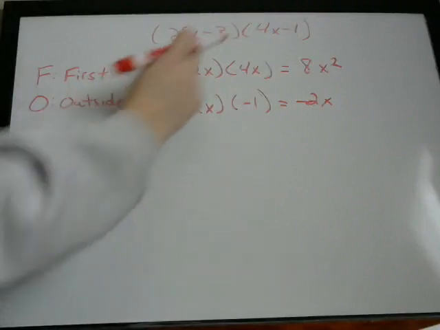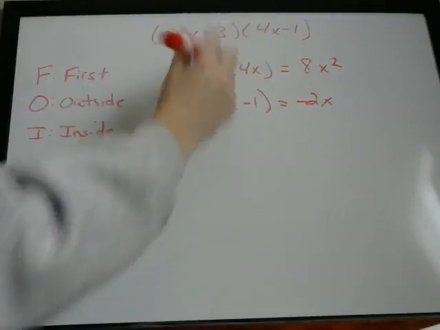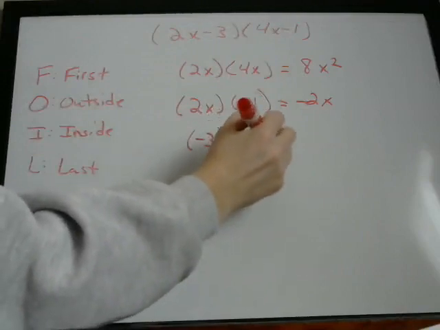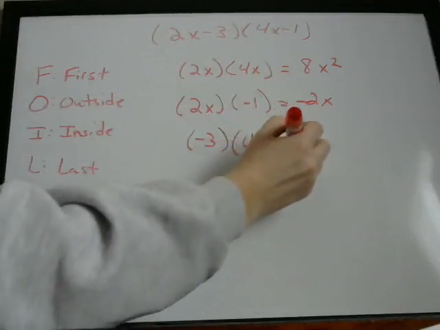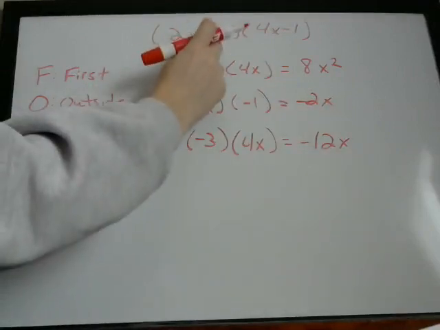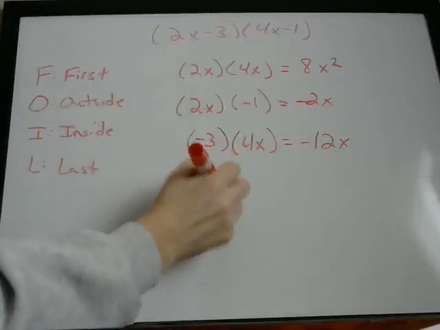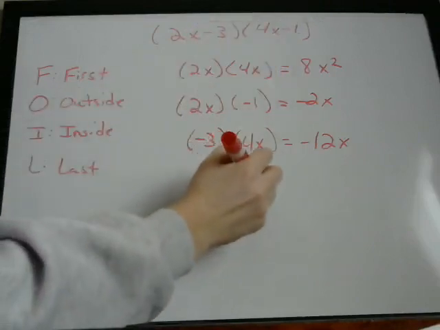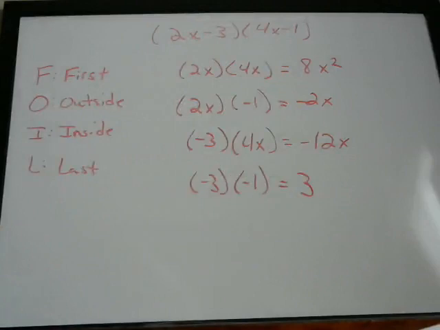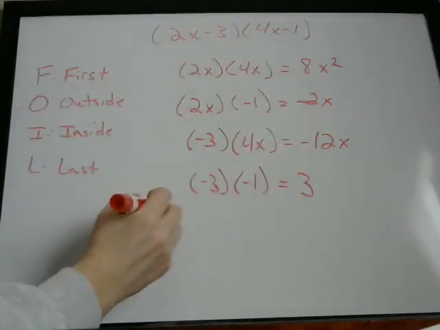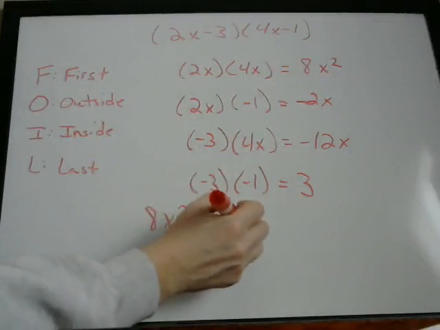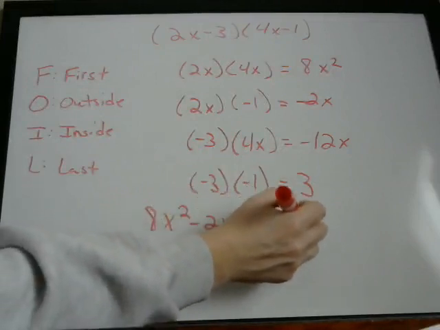x. Inside, this is a negative 3 times 4x. Negative 3 times 4 is negative 12. Negative 12x. Last, negative 3 times negative 1. Negative 3 times negative 1 is a positive 3. So then we just put this all together just like we did. 8x squared minus 2x minus 12x plus 3.